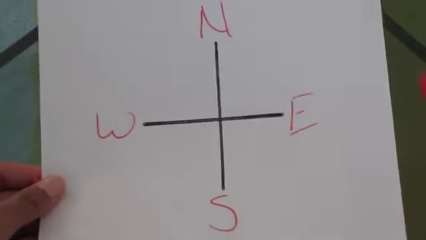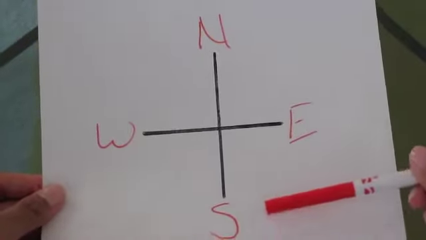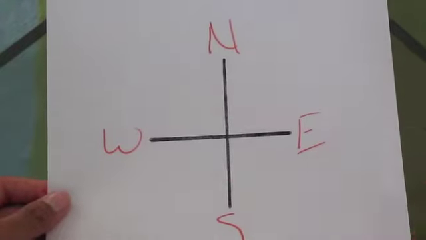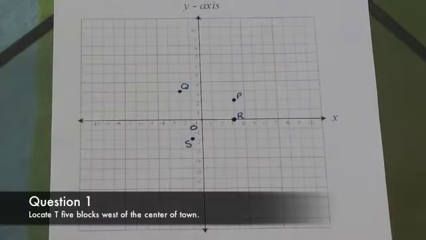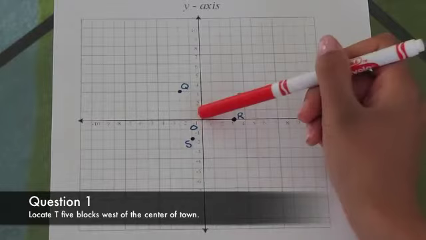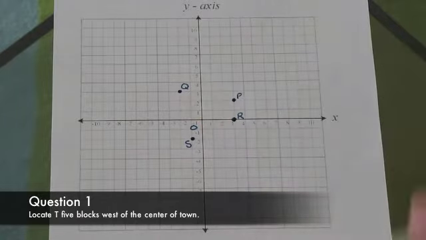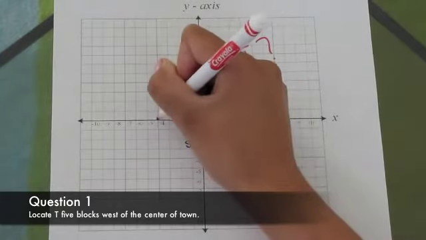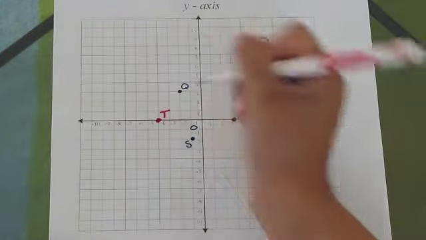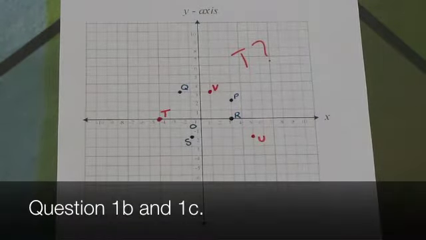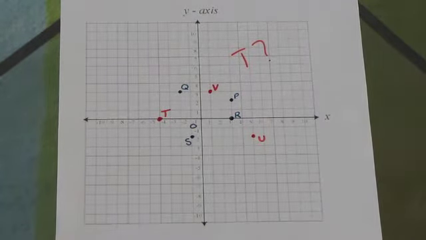So we know on a compass, north is up, south is down, east is right, and west is left. And we know the center of town starts at the origin. We're trying to locate T, 5 blocks west of the center of town. If you did question 1A correctly, B and C should look like this.